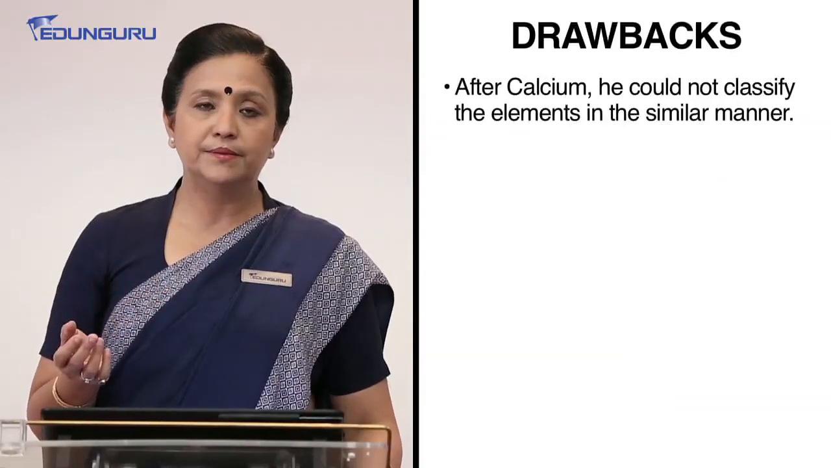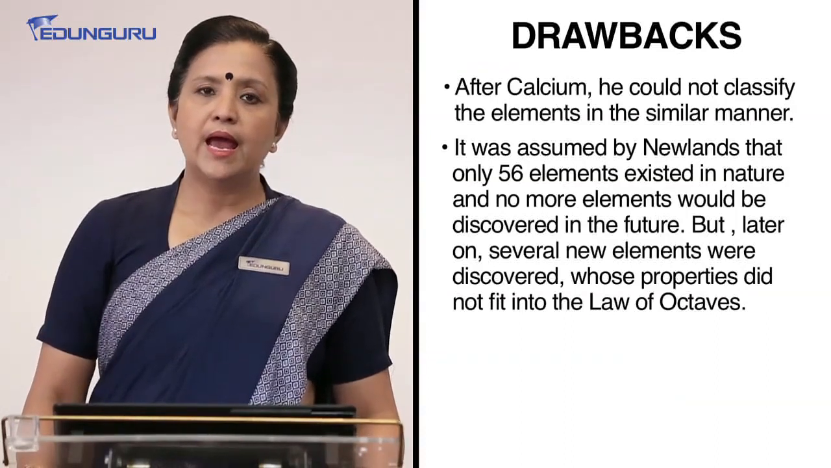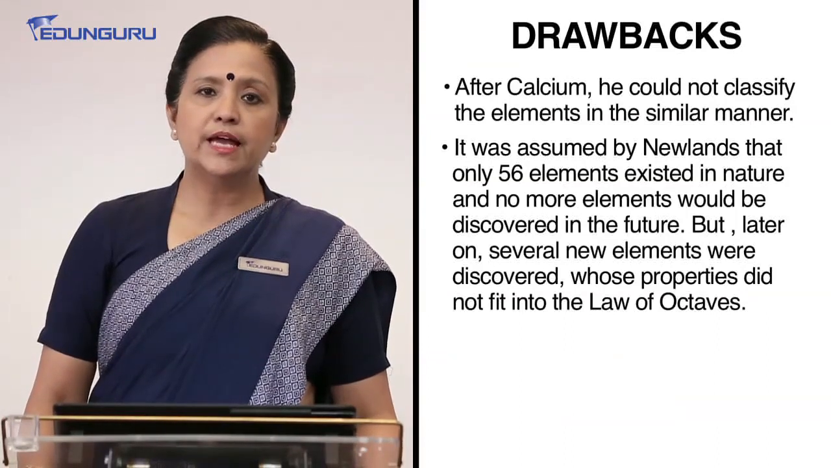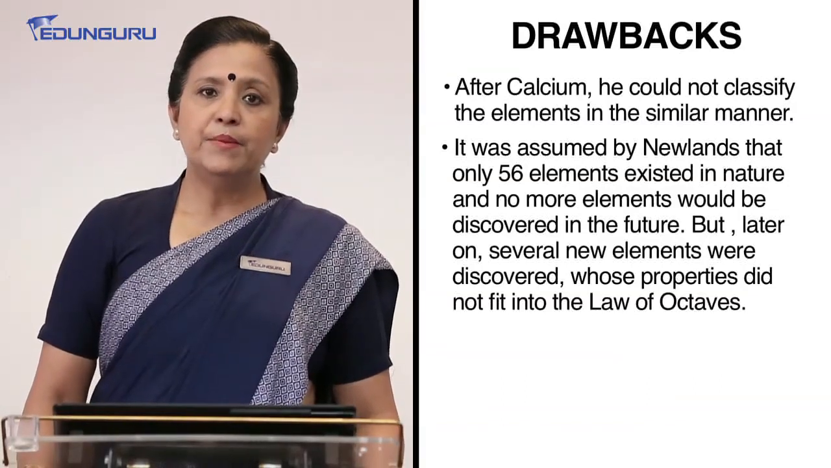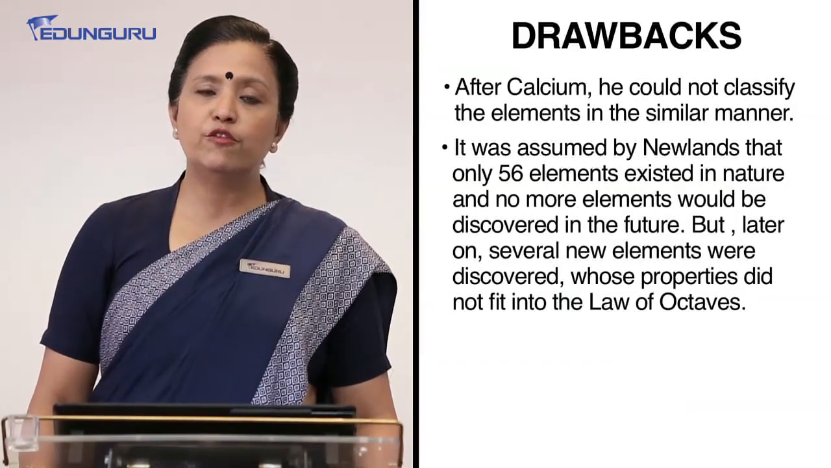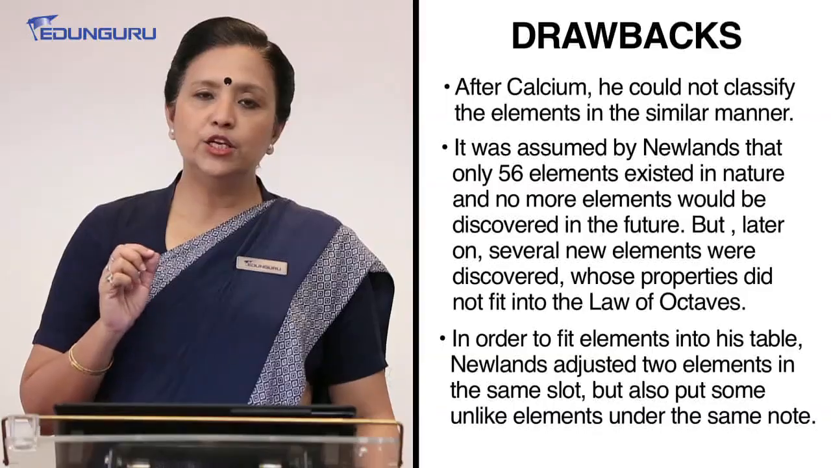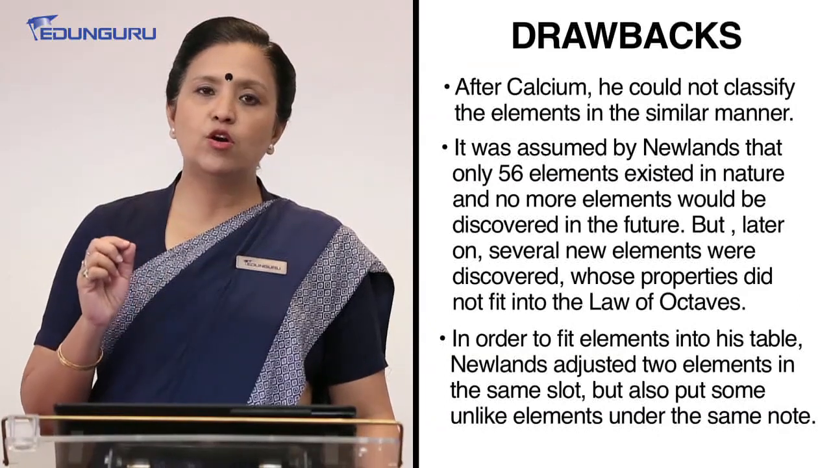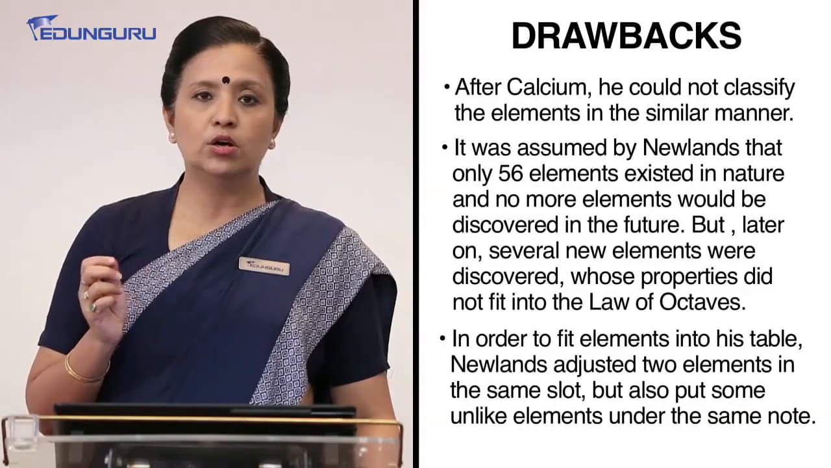When Newlands gave his classification, only 56 elements were known, and he presumed that no other new element would be discovered later. But when new elements were later discovered, it was seen that they did not follow the law of octaves. The other drawback of this classification was that Newlands, in order to fit in all the elements, allotted 2 elements to a slot also.